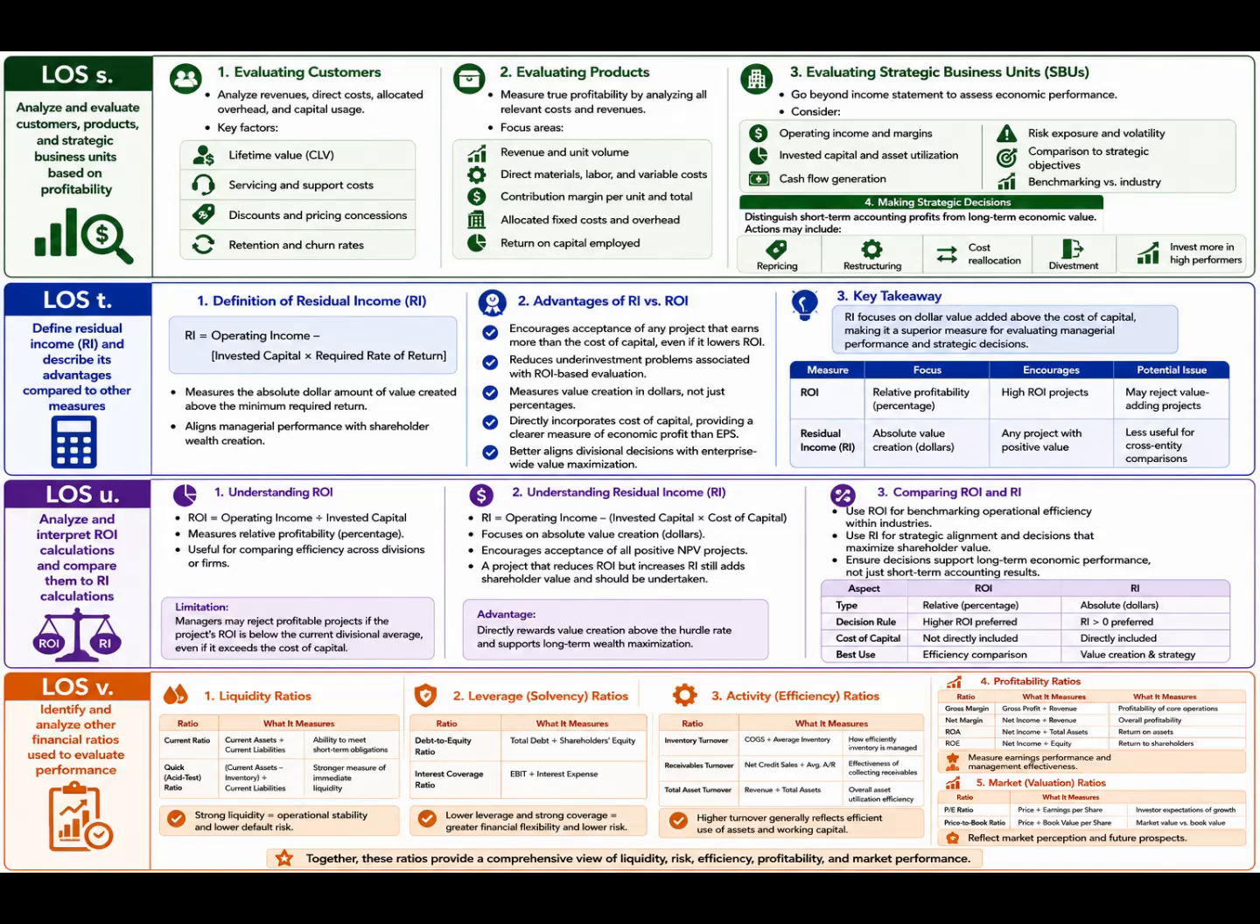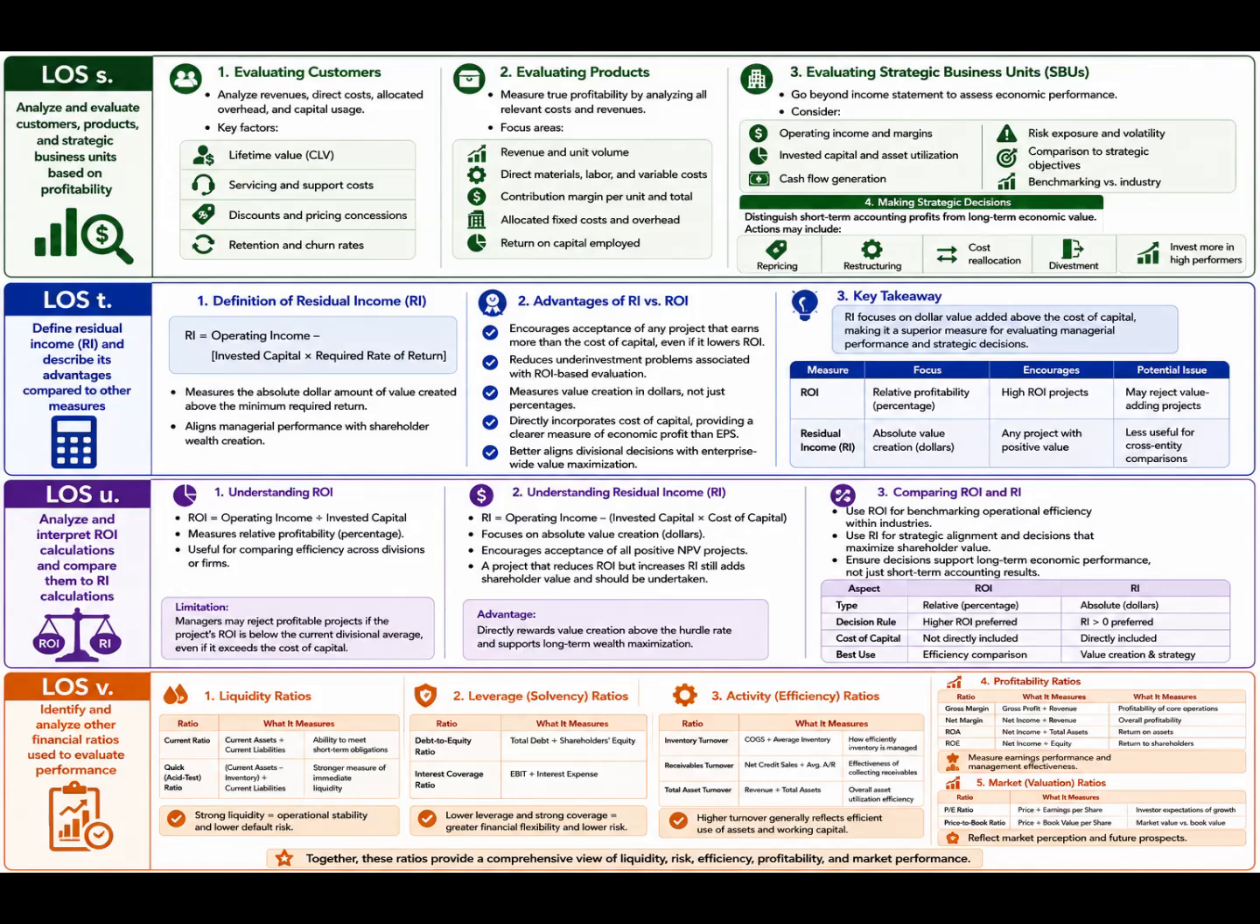For SBUs, profitability analysis extends beyond income statements to include invested capital, asset utilization, and risk exposure. Performance should be compared to strategic objectives and industry benchmarks to assess competitive positioning. Effective evaluation distinguishes between short-term accounting profits and long-term economic contribution. Recommendations may include repricing, restructuring, cost reallocation, divestment, or increased investment in high-performing segments aligned with strategy.